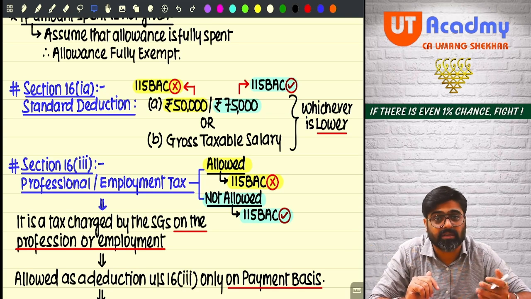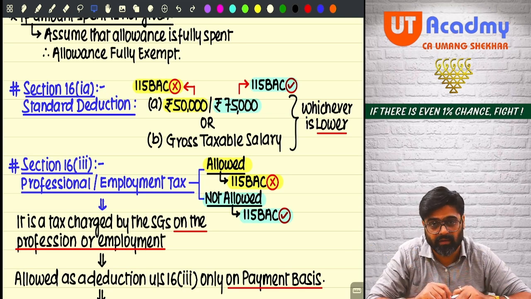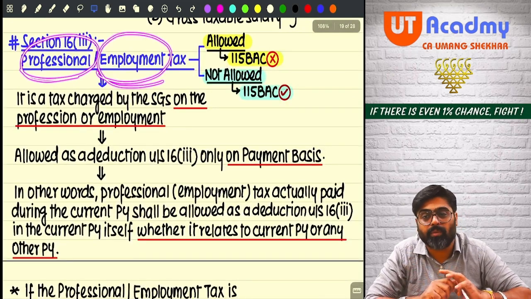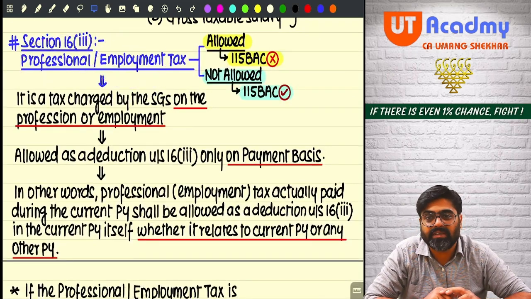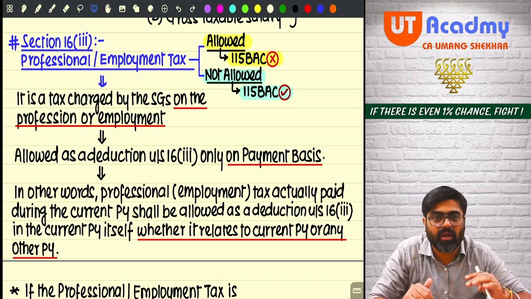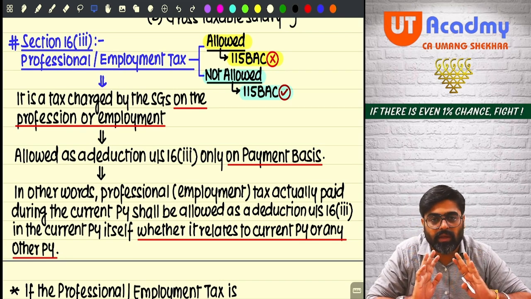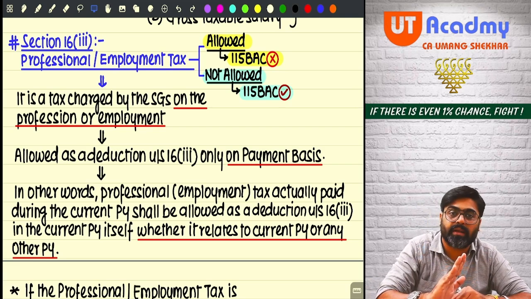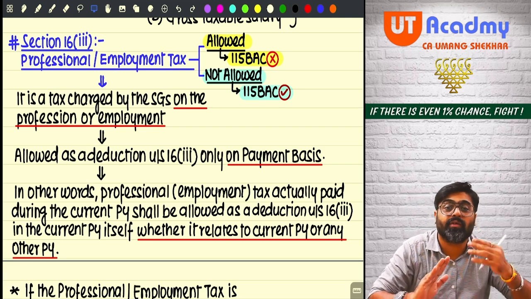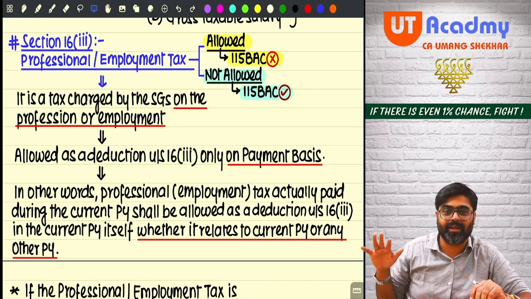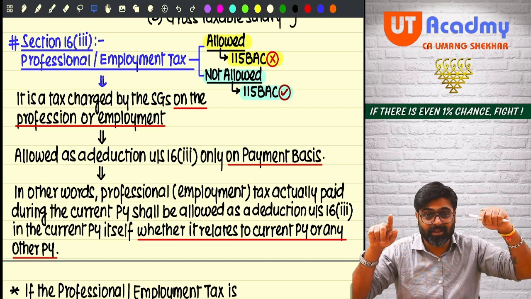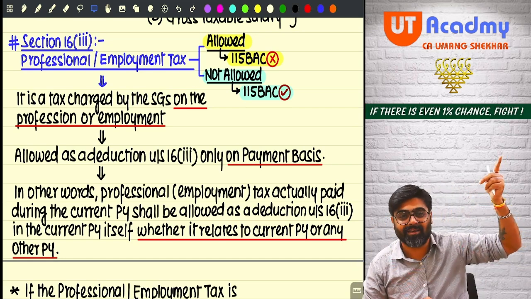The last deduction, the third deduction, is 16 clause 3. And that talks about what? Professional tax or employment tax. Which tax? Professional tax or employment tax. See, if I say professional tax or employment tax, it is a different type of tax. We are doing income tax. It is a tax on income charged under the Income Tax Act by the central government.